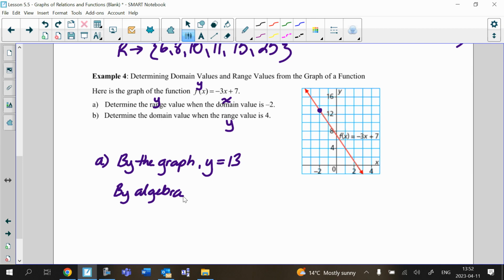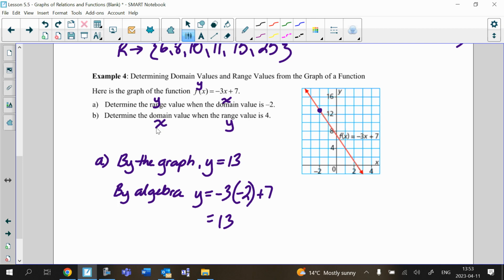So for B, we're asked, determine the domain value or x value when the range value or y value is 4. So where is the y value 4? What point? This one, isn't it? This has a y value of 4. What's the x value? Oh, come on. 1. Don't overthink. So by the graph, x equals 1.